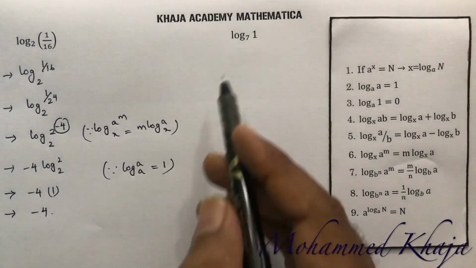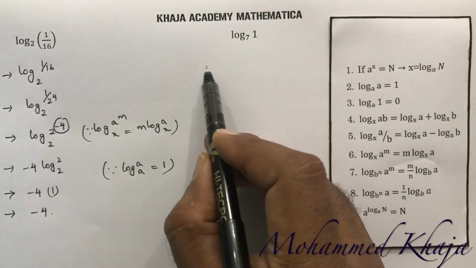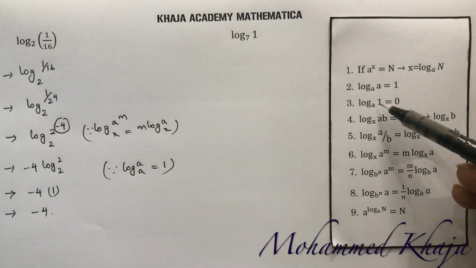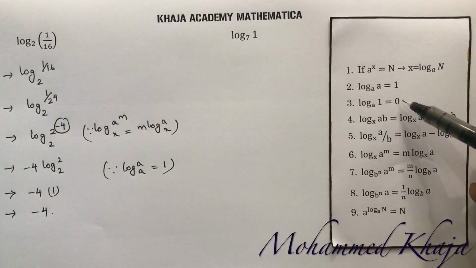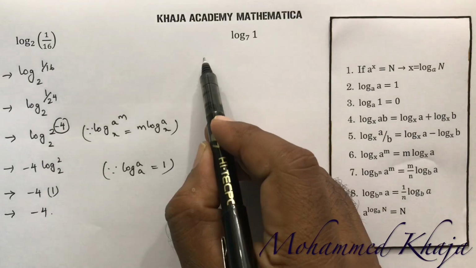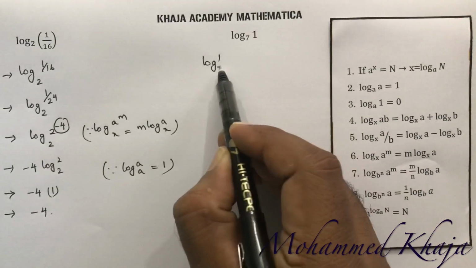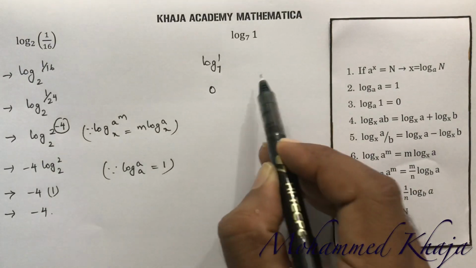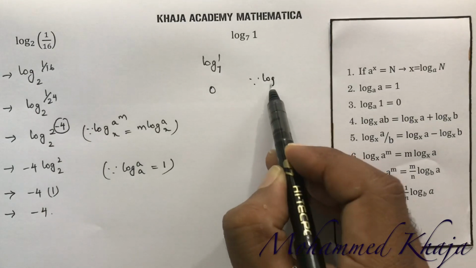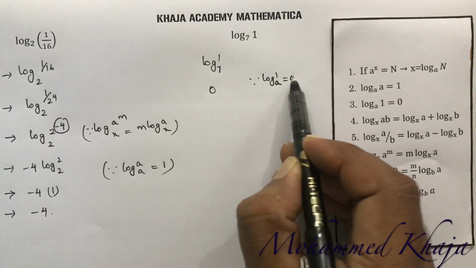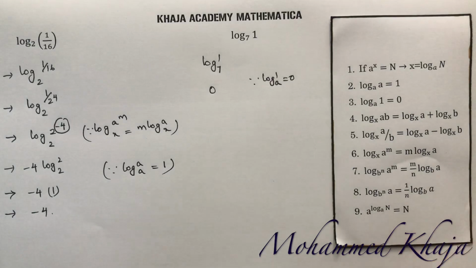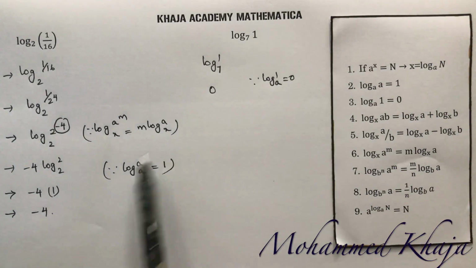In the same way, if you see the next question, log 1 to the base 7. See, this is a direct answer. The logarithm of unity to any non-zero base is 0. So here log 1 to the base 7, the answer is 0. If you want, you can write the formula: the logarithm of unity to any non-zero base is 0. So in this way you have to solve the problems.